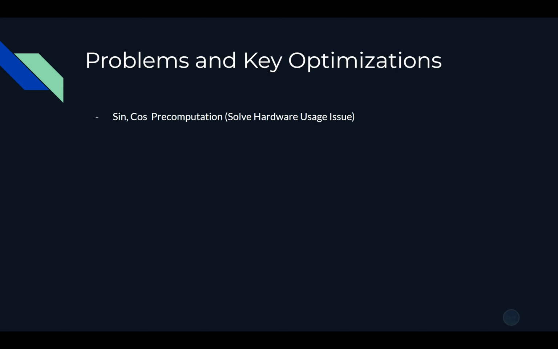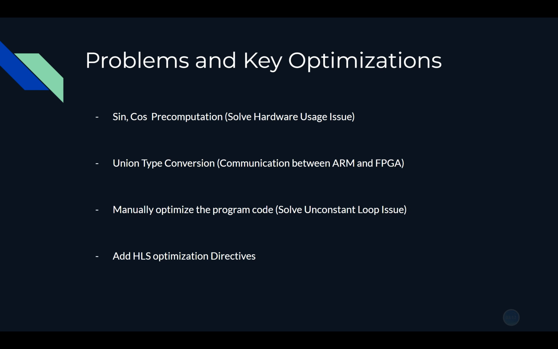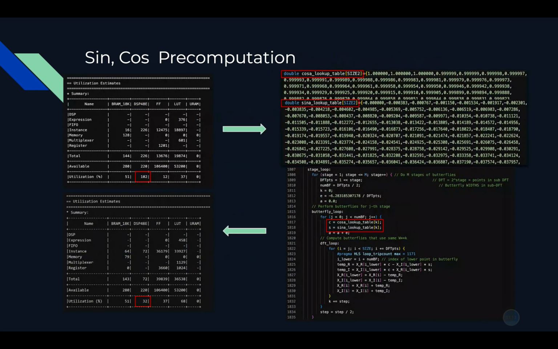And the next part is the problems and the key optimization. The first challenge we faced is the DSP resources usage. Initially, when analyzing the resources usage report, we found that our design was exceeding the limits of DSP resources. After further investigation, we found out that they were being consumed primarily for computing sine and cosine values.